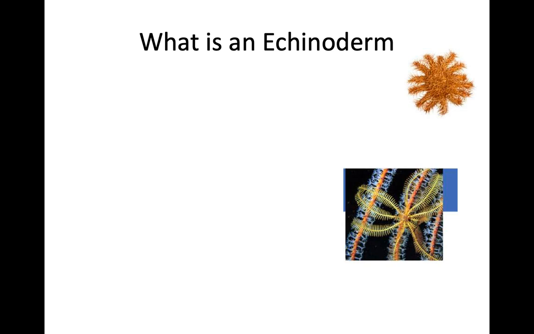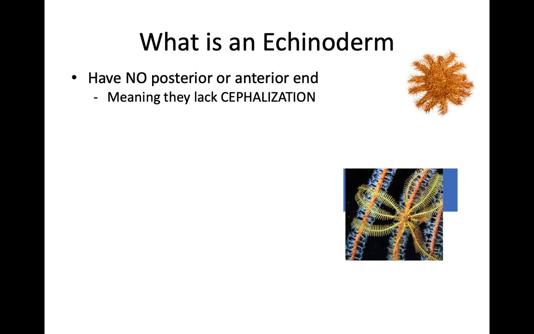So, okay, what is an echinoderm? One of the main characteristics that we see with echinoderms is they have no posterior or anterior end. That just means that they lack cephalization. Remember, cephalization means that they don't have a distinct area that resembles the head or the front of the organism. Instead, echinoderms have 2 sides to them, just like the head and tail of a coin, kind of the same idea. So there is the aboral surface and the oral surface.